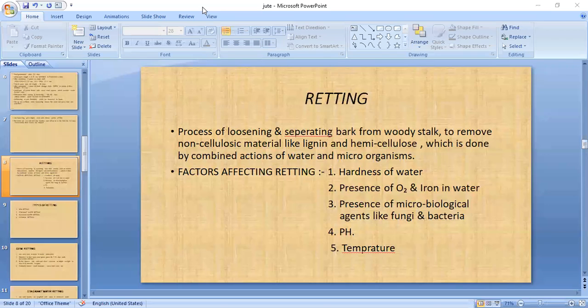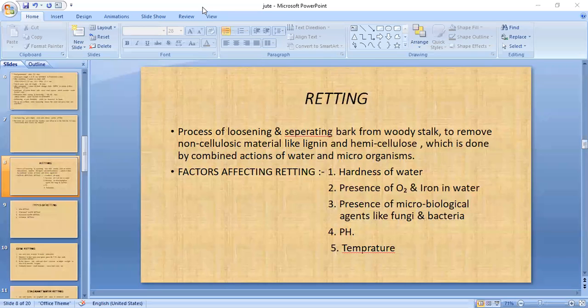Retting is done to loosen and to separate the fibers from the bark so that we can get the fibers. So this process is done by combined actions of water and microorganisms.